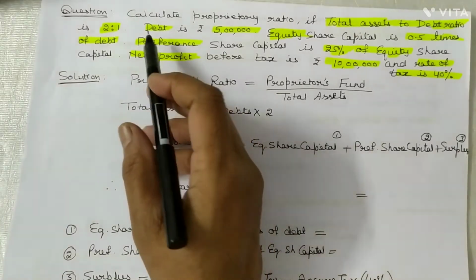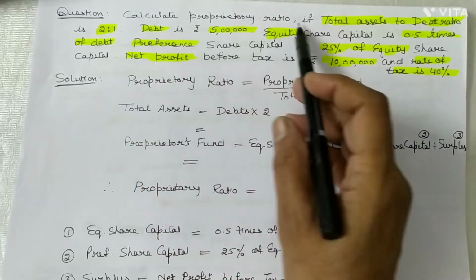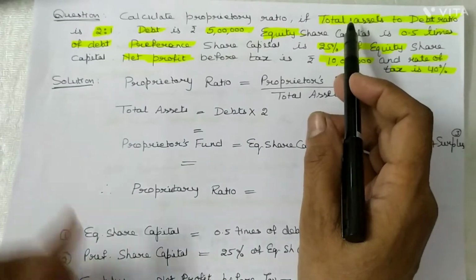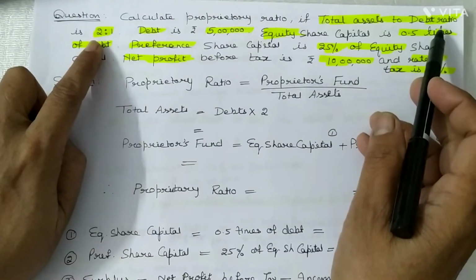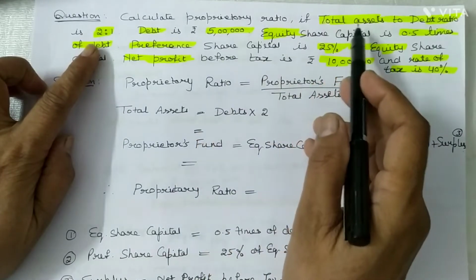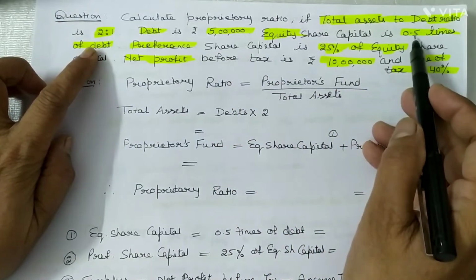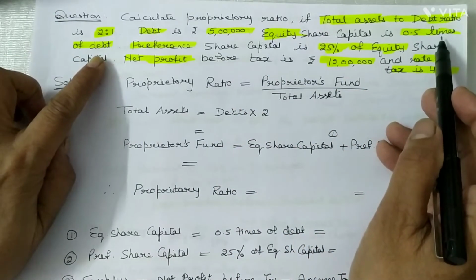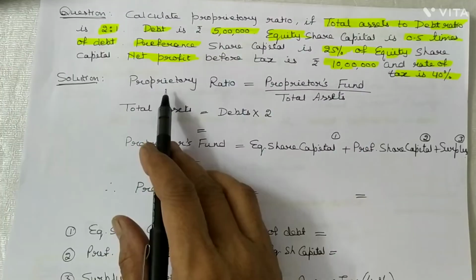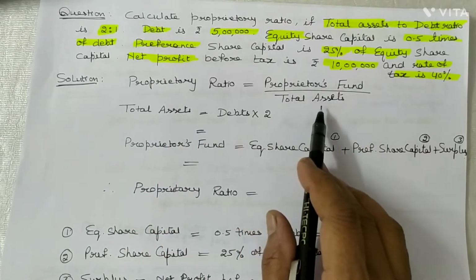Let me explain these ratios with the help of a question. Calculate propriety ratio if total assets to debt ratio is 2:1. In this case, total assets are twice of debt. Debt is 5 lakh. It means total assets are twice of this, 10 lakh. Equity share capital is 0.5 times of debt. It means it is half of debt. Formula for calculating propriety ratio is proprietor funds divided by total assets.